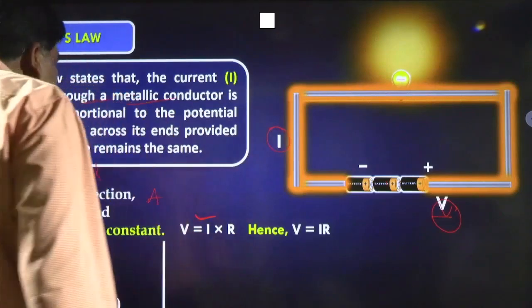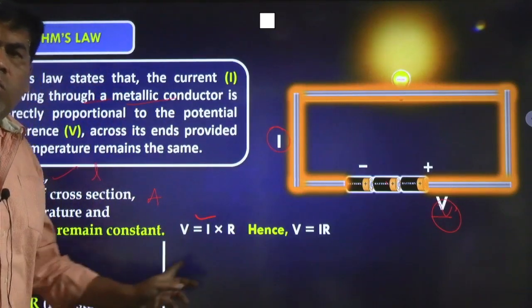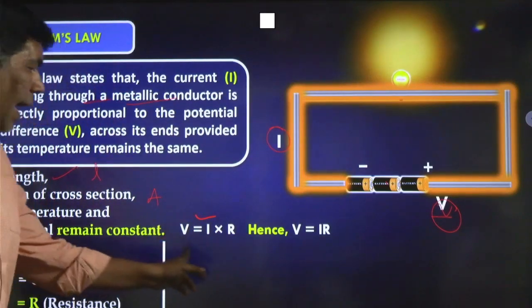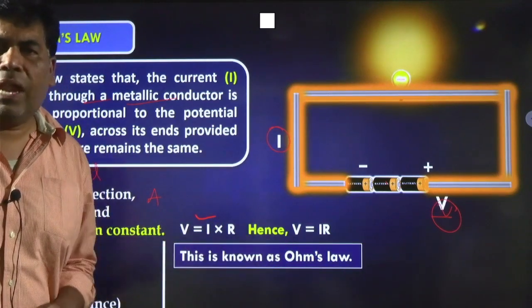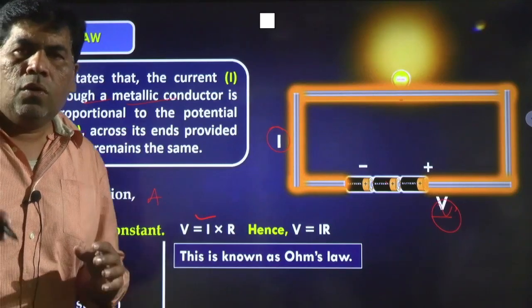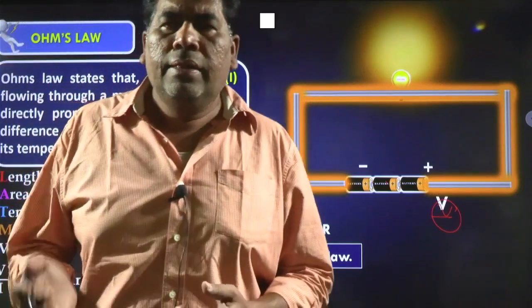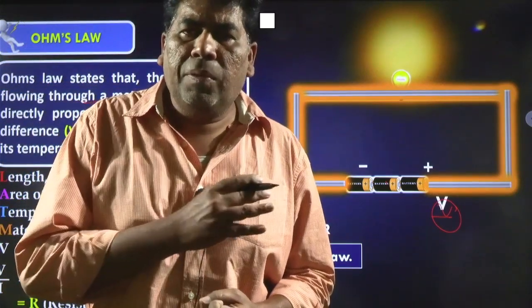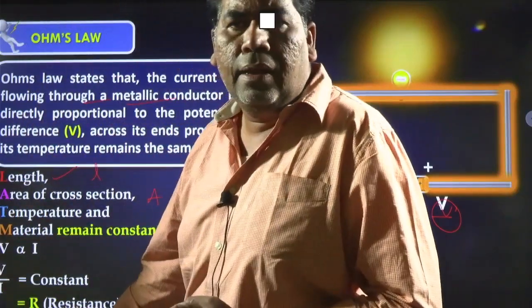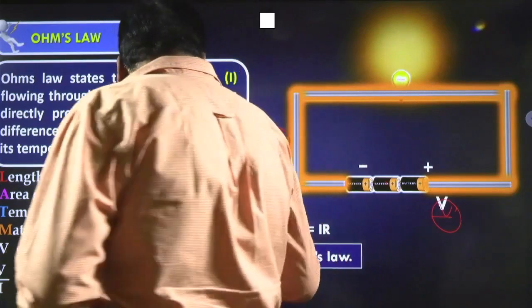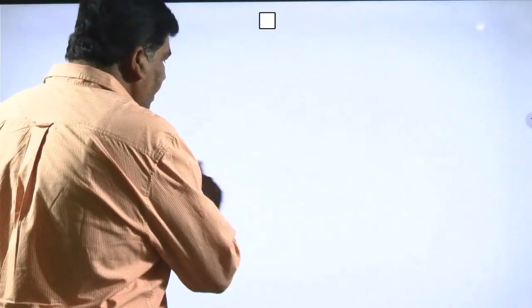So R we can also write in another way. V equal to IR. So this is known as Ohm's law. Okay, children. So through this law, what we have learned is that I and V are directly proportional to each other, but the condition is that all these other things must be constant. Okay, next let's see about resistance.